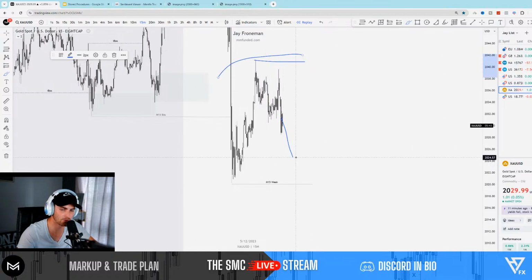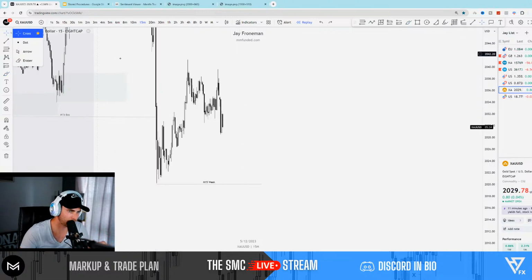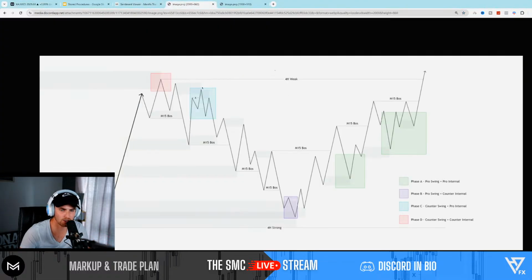Internal has realigned with the swing. Price could then potentially be ready to target those overall M15 weak lows. Okay, so that would be my potential trade plan: to continue phase C shorts, which is this area right now. We've had that 4 hour break.